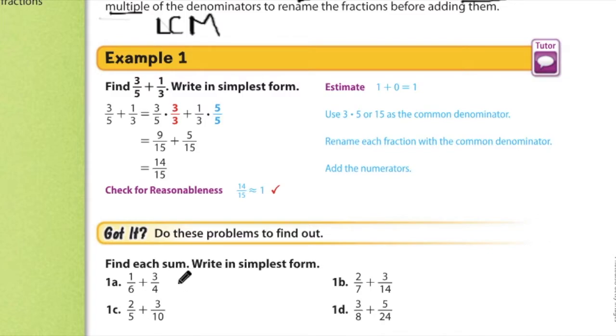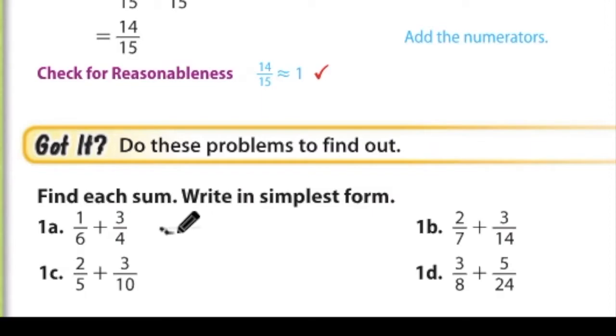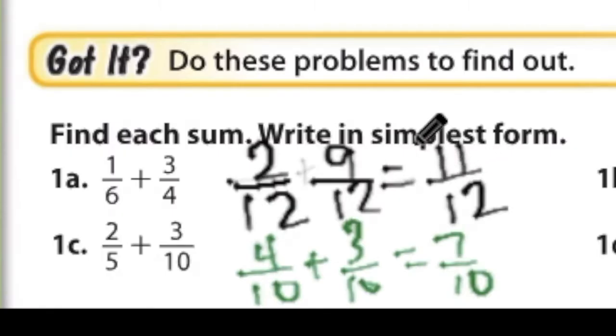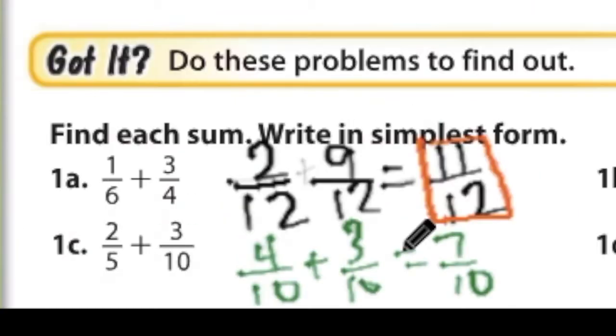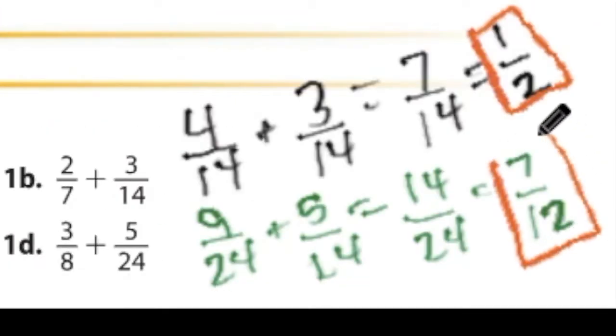At the bottom of the page, Got It for example 1 has you just adding simple fractions with unlike denominators. Find the least common multiple of each set of fractions and then add. Press pause and work out the problems, and then press play to check your answer. For 1A, you should have gotten 11/12. For 1B, you should have gotten 1/2. 1C, 7/10, and 1D, 7/12.